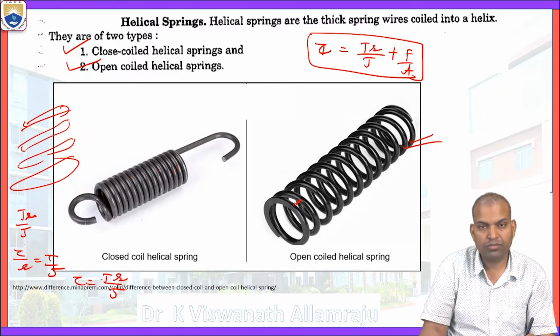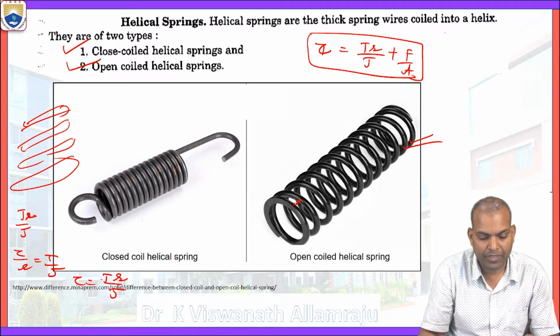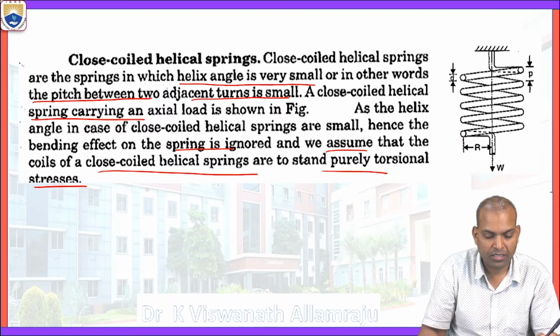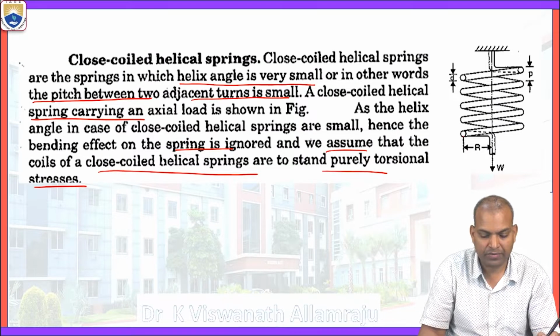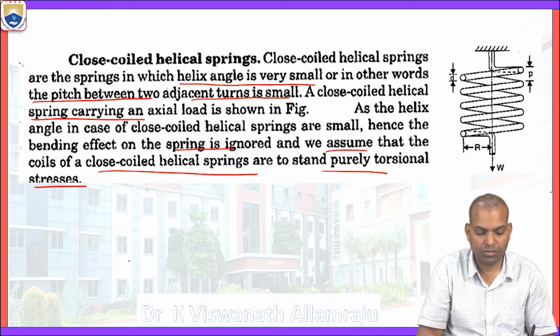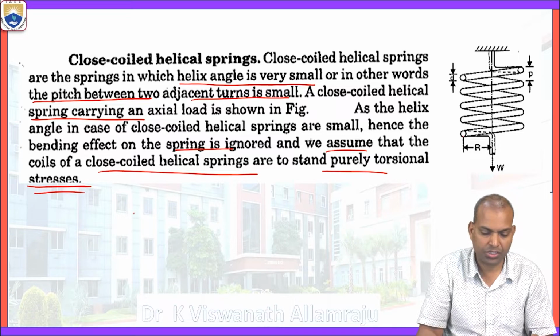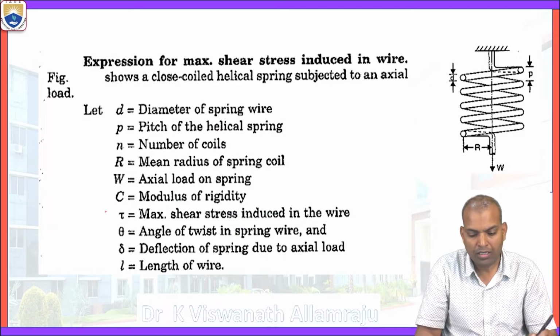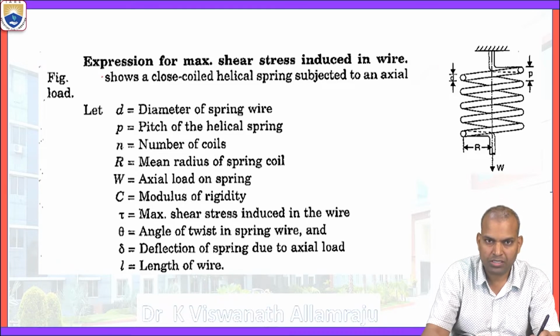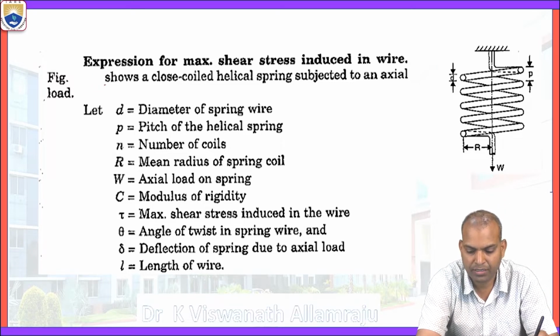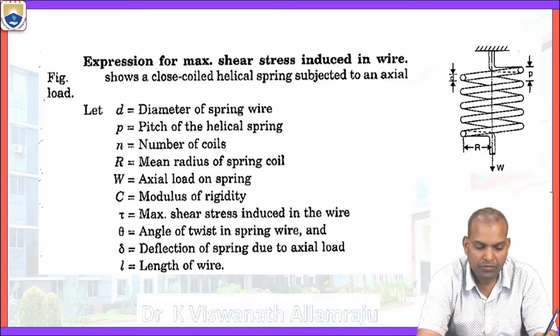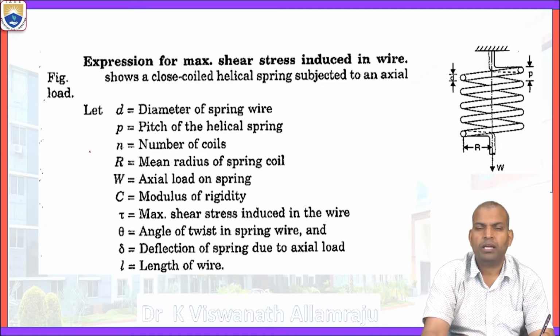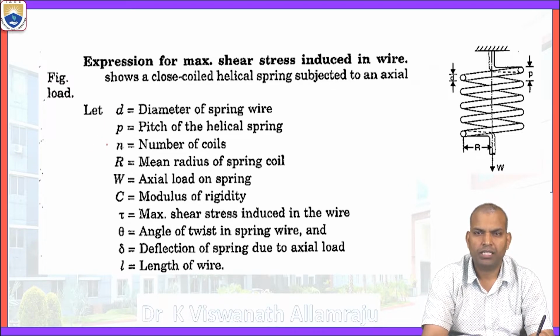In solid mechanics we are considering the closed coil helical spring, where the helix angle is small, so the bending effect is ignored and we consider only pure torsional shear stresses. In order to find the maximum torsional stress induced in the wire, let small d be the diameter of the spring wire, small p the pitch of the helical spring, and n the number of coils.